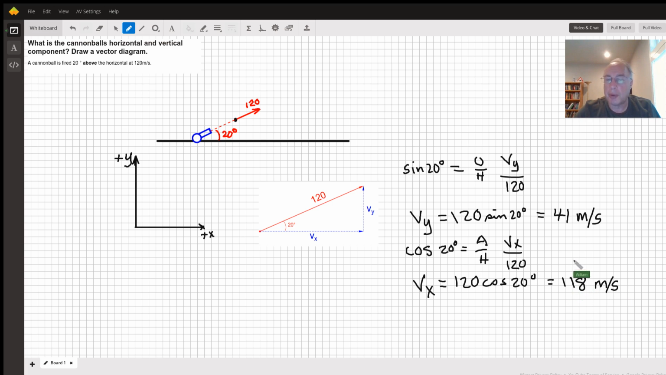A probably more appropriate answer for these would be 40 and 100, I guess, because it looks like we only have one significant figure. 20 degrees here has one sig fig. But anyway, those are the answers: 41 meters per second and 112.8, oh sorry, I read my calculator wrong, which would be 113 meters per second. And you can round those however you want. Thanks.